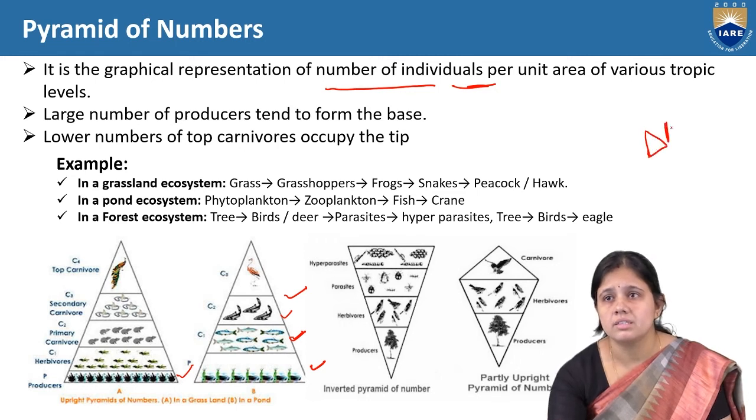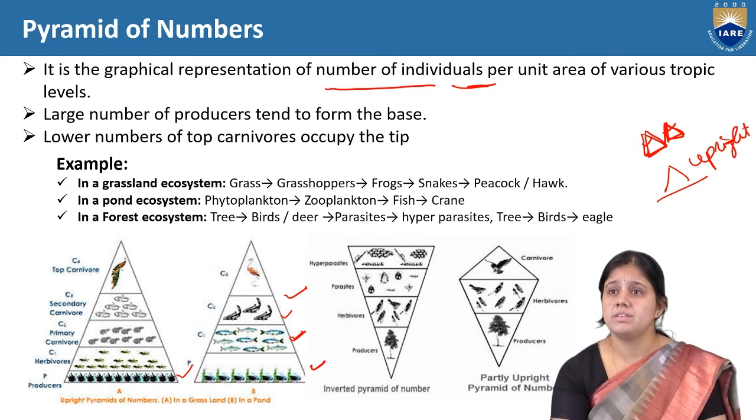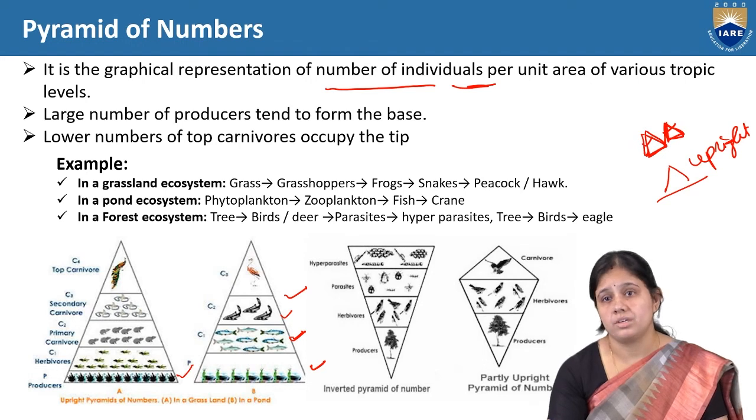So this is the example of the pyramid of number in the case of grassland and pond, and it is always in an upright manner like this. This diagram is there, and we call this upright. The shape is always upright in the case of the pyramid of number for grassland and for a pond ecosystem.